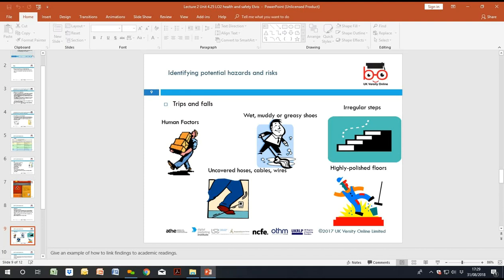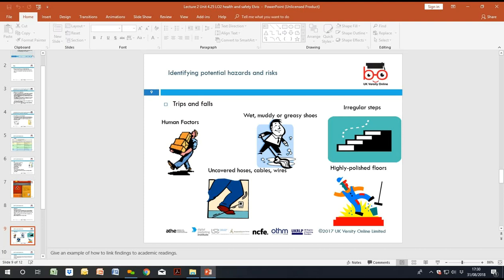We might also find ourselves with wet, muddy, or greasy shoes as a result of maybe cleaning, and then the floor becoming so slippery. In that case, we as carers, service users, or third parties such as visitors may trip and fall, as can be seen in the image in the middle top. So wet floors, muddy floors, or greasy shoes are potential hazards and risks.